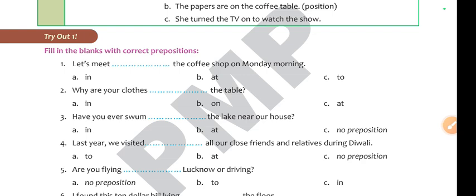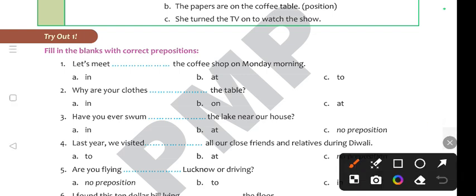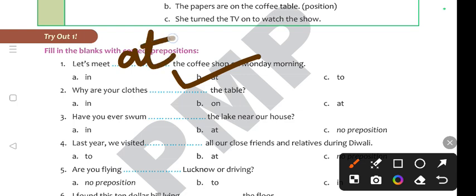Let's all try out one. Let's meet at the coffee shop on Monday morning. I'm talking about a particular coffee shop. That's why I'm using at here. Why are your clothes on the table? On the table means on the surface of the table.